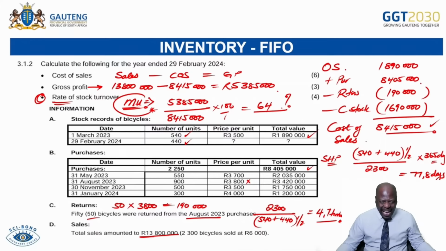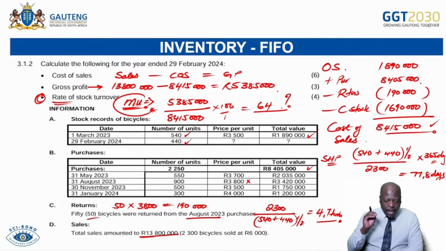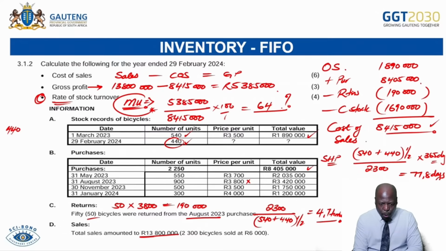That is another question an examiner can test in this particular question. Another question can be somewhere along the same lines, where the examiner can say, calculate how long in days it can take to sell the closing stock. I'm going to repeat the question again. Calculate how long in days it can take to sell the closing stock. Your closing stock is what you want to sell, so you take your 440. How many units have you sold this year? You have sold 2,300, over 365 days.